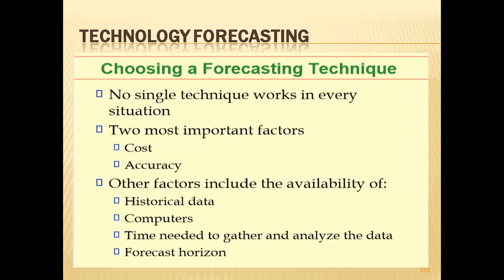Now, which forecasting technique? Earlier also we discussed the requirements of a good technological forecast. What one technique holds for one problem doesn't hold for another. For every particular problem, you have to find a new forecasting technique. Two things are important: accuracy and cost. Both are related to each other.